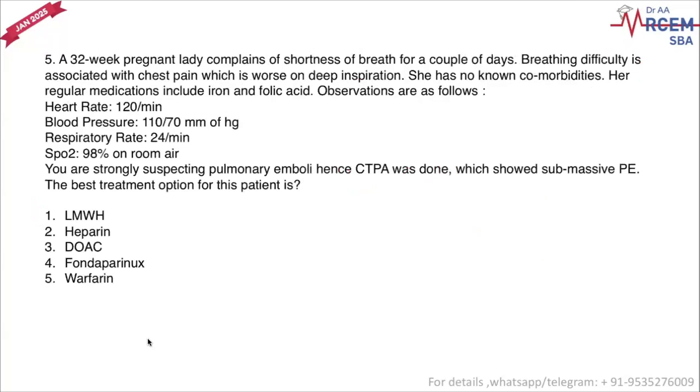A 32-week pregnant lady complains of shortness of breath for a couple of days. Breathing difficulty is associated with chest pain, which is worse on deep inspiration. She has no comorbidities. Her regular medications include iron and folic acid. Observations look completely stable. You are strongly suspecting PE, and CTPA was done, which showed a submassive PE. What is the best treatment option for this patient? The thing you need to remember is she is pregnant. If she's pregnant, then the best option becomes low molecular weight heparin. If I remove pregnancy, then the best of these options would have been direct oral anticoagulants.